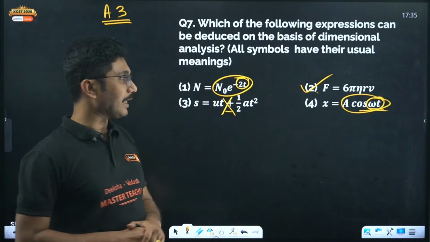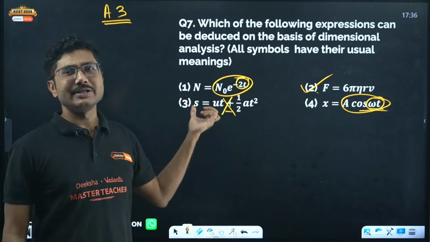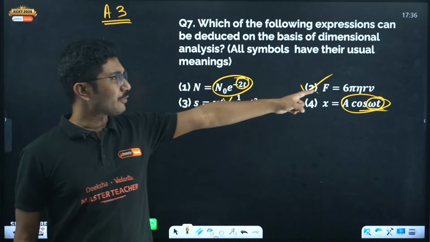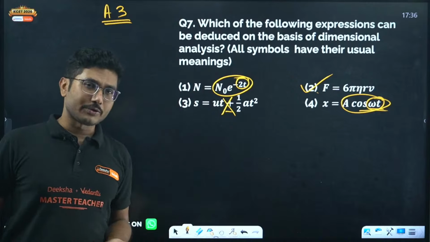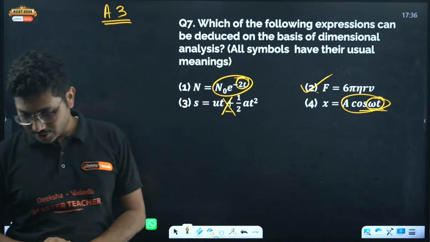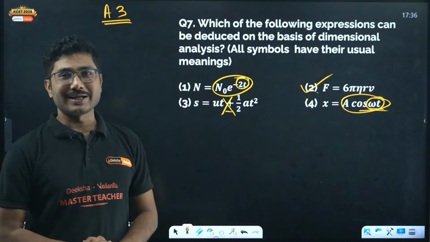Yes, Nandish, correct. Trigonometric formulas, exponential formulas and addition are also not applicable for the dimensional analysis method. But this question was given as a bonus question. Even though you can derive this formula, this question was given as a bonus question. Why is that? Can anyone tell me why this question was given as a bonus question?